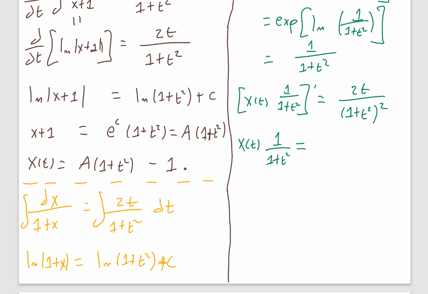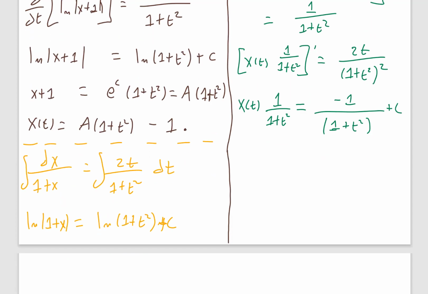We're going to say u is equal to 1 plus t squared, so then du is going to be equal to 2t dt, and so we're taking the antiderivative of u to the minus 2 with respect to u. Okay, the antiderivative of u to the minus 2 with respect to u is minus u to the minus 1, so this is going to be equal to minus 1 over u, which is 1 plus t squared, plus c. Okay, so now I want to solve for x, and we get x of t is equal to minus 1 plus c times 1 plus t squared.